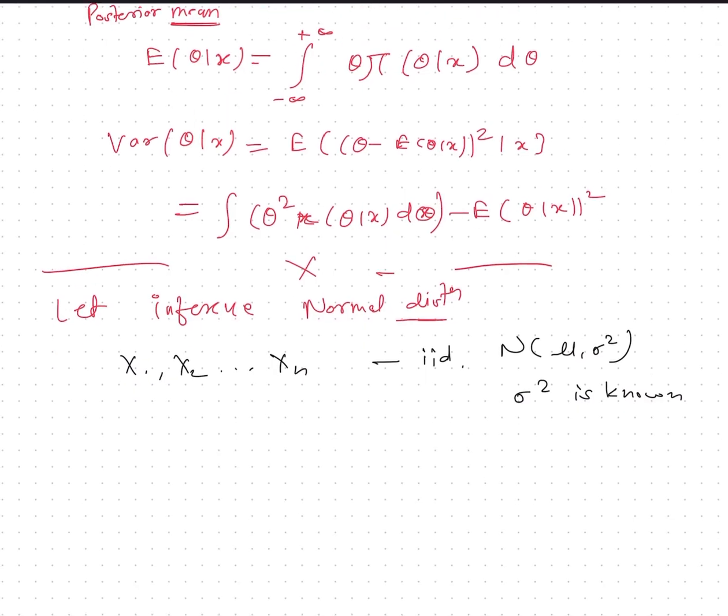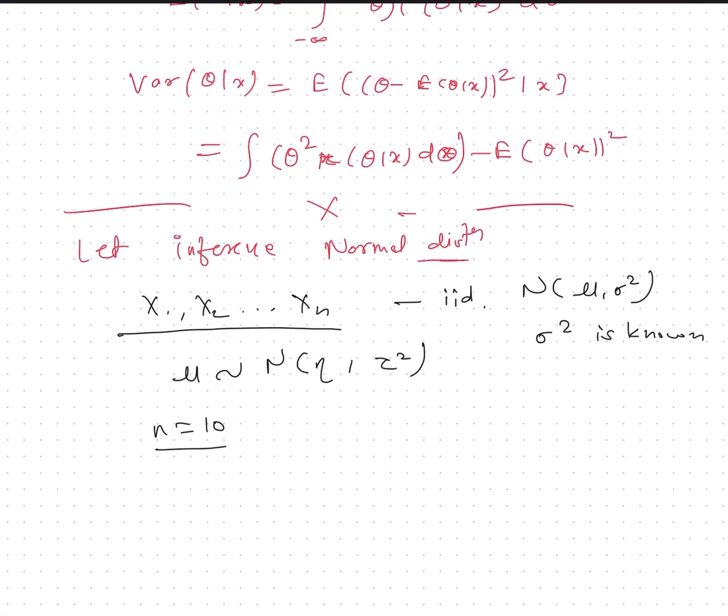We have prior knowledge that mu follows some distribution. Let's say mu follows the normal distribution with mean eta and variance tau square. Now let's say we already have existing data of 10 points, that is n is equal to 10.